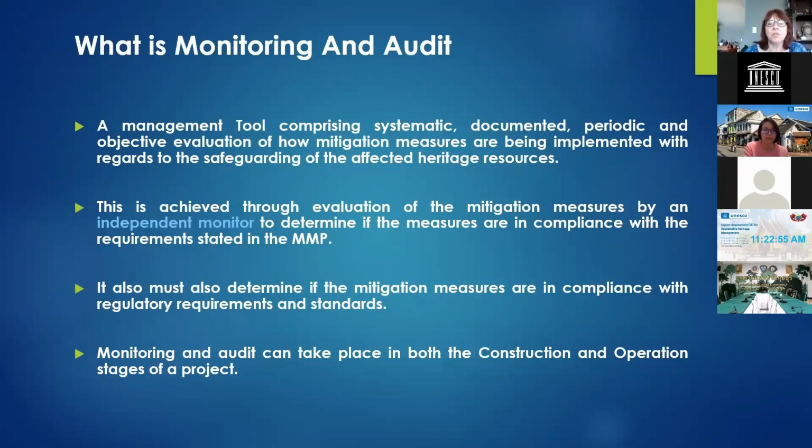So the project proponent has hired an archaeologist to do the monitoring. So the independent monitor will come in to make sure that the archaeologist is doing their job properly, and also that the contractor, the project proponent, is allowing the archaeologist to do their job properly. And they will determine if the measures that are being implemented are in compliance with the requirements stated in the mitigation management plan. They also must determine if the mitigation measures are in compliance with regulatory requirements and standards. So monitoring and audit can take place in both the construction and the operation stages of the project.